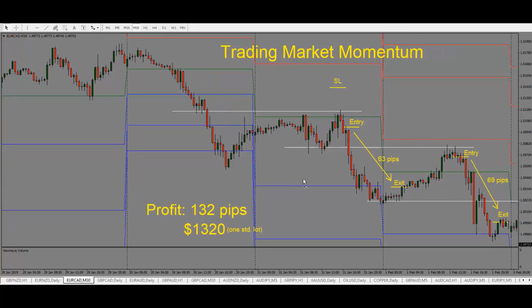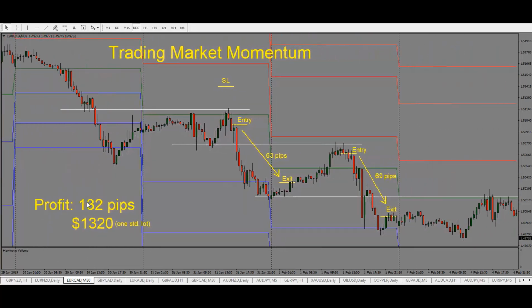So in this case, between the two trades here, we have 132 pips in the trade. So 63 plus 69 pips here, we get 132 pips, or $1,320 if trading one standard lot.